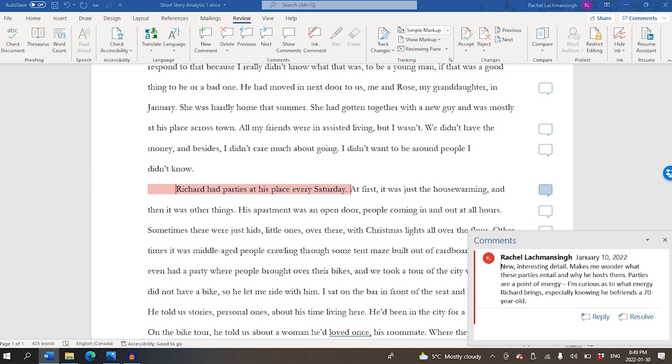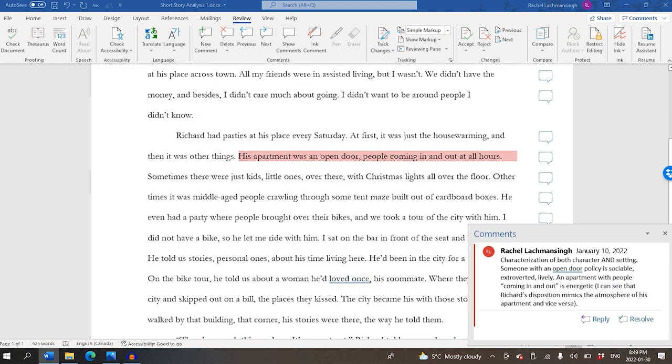Parties are generally a point of energy, and that makes me curious as to what energy Richard brings, especially knowing he befriends a 70-year-old, which is the information that we're given in the first paragraph. I wonder if parties are going to be an important part of this story, if the narrator and Richard are going to connect at a party. These are more questions, more tugging slightly into the story.